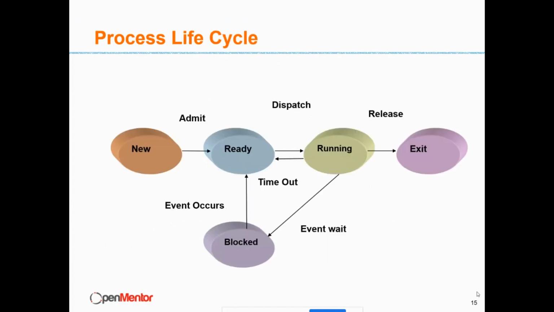Suppose there is a program on your machine. You wrote a program in C language for factorial. Now you have compiled it, right? So it is ready for execution. That is called new. You are not running it. You just compiled it. Compile means it is ready for execution. That is the stage where it is new.